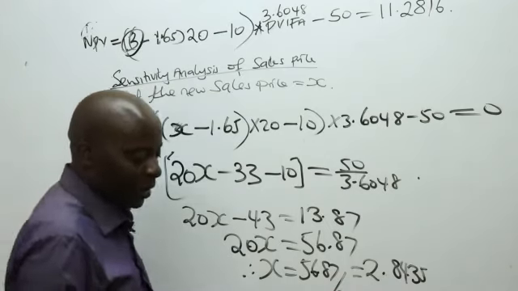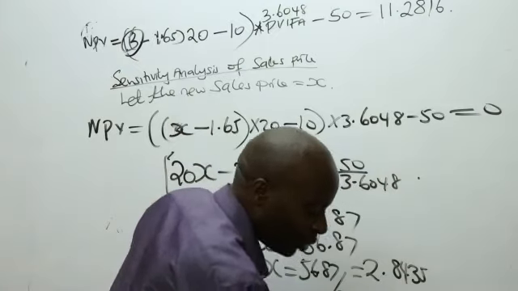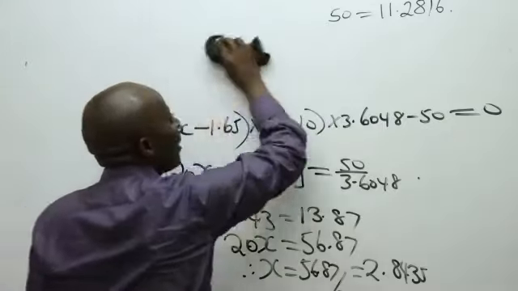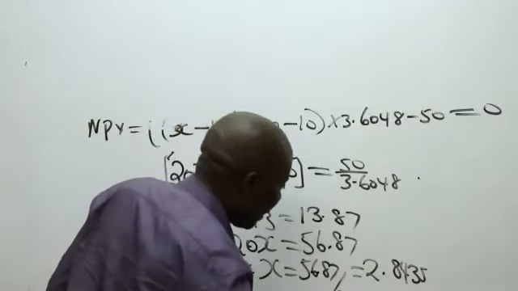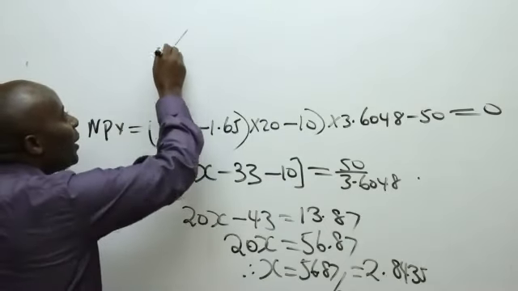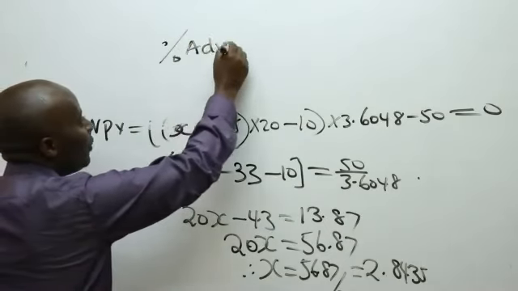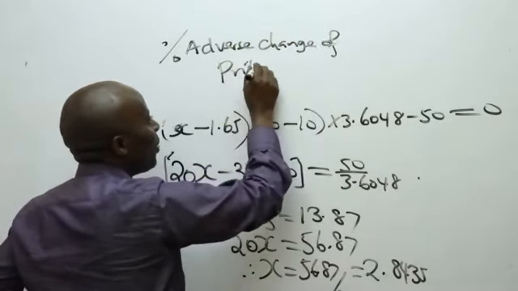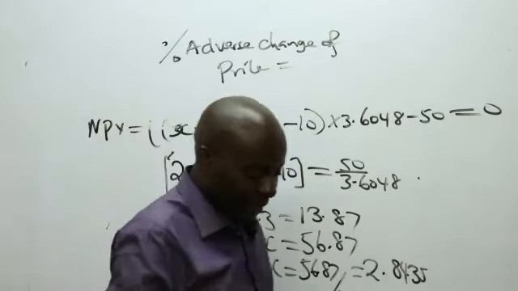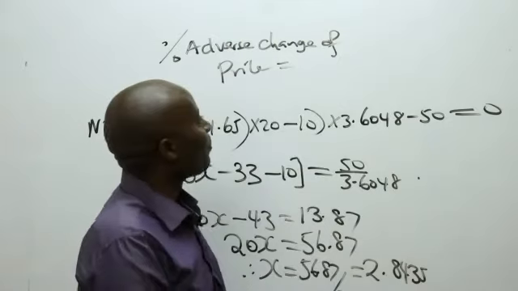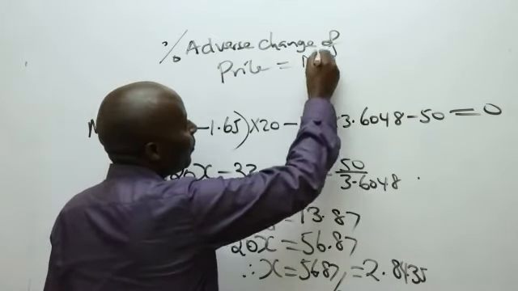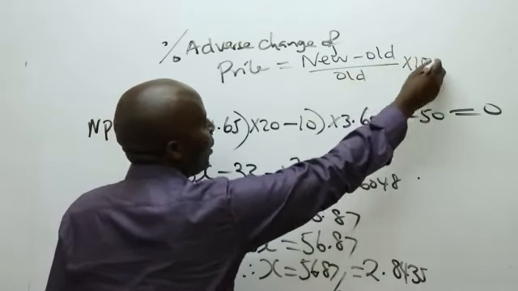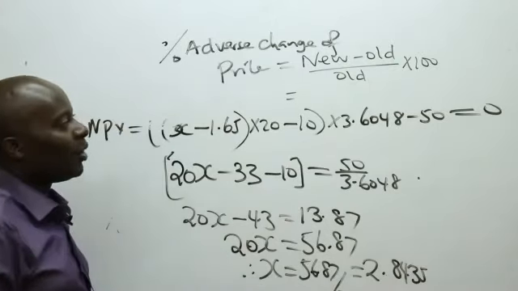Now, having gotten that, ladies and gentlemen, what I need to do is to come straight away here and give my examiner the percentage adverse change of price. So how do I get to this? This is quite easy for me. What I'll do is new minus old, divided by old, times 100.